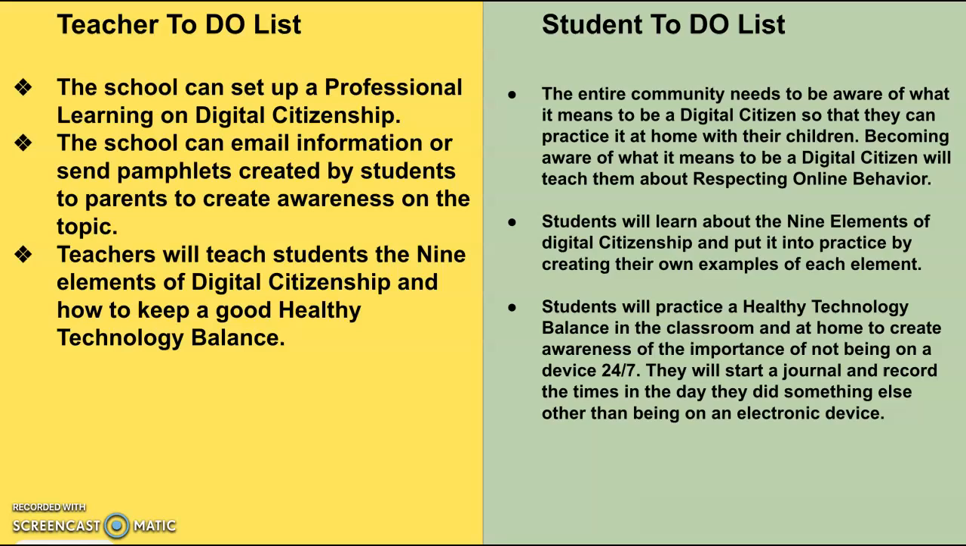Students will learn about the 9 elements of digital citizenship and put it into practice by creating their own examples of each element and presenting it to their teacher or to their entire class. The students will practice a healthy technology balance in the classroom and at home to create awareness of the importance of not being on a device 24/7. They will start a journal and record the times in the day they did something else other than being on an electronic device. They can present the journal to the teacher and share it with the class so that other students can also find other activities they can do other than being on a device 24/7.